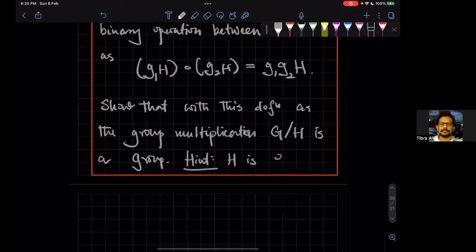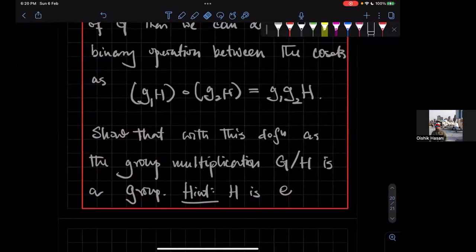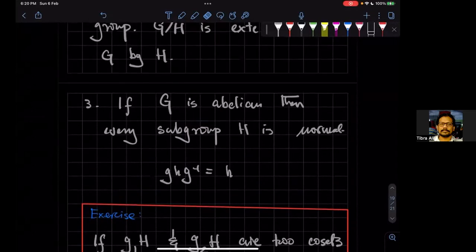H is the identity. Okay. All right. Any questions? Sir, what does abelian mean? Point number 3. Abelian means that if all the elements of a group commute, then that's an abelian group.